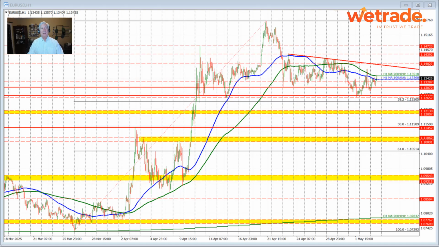So let's start off by taking a look at the euro versus U.S. dollar. On an hourly perspective, we saw the market trade up and down last week, but we did make a run down toward the 1.1271 to 75 level, and actually also moved down toward this last low price here before we started this move to the upside to the highs for the year.